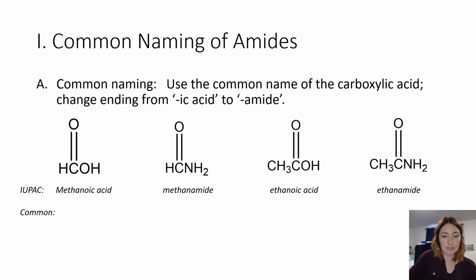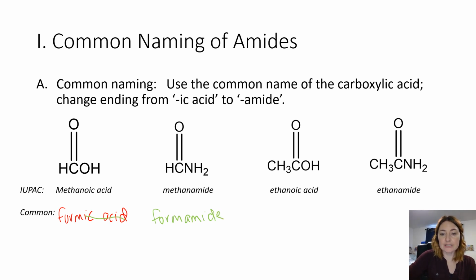All right, so let's start by going over the common name for methanoic acid. So we use the prefix form. So this is formic acid. Again, according to our rules, we're going to remove ic acid and we're going to replace it with amide. So this becomes formamide.